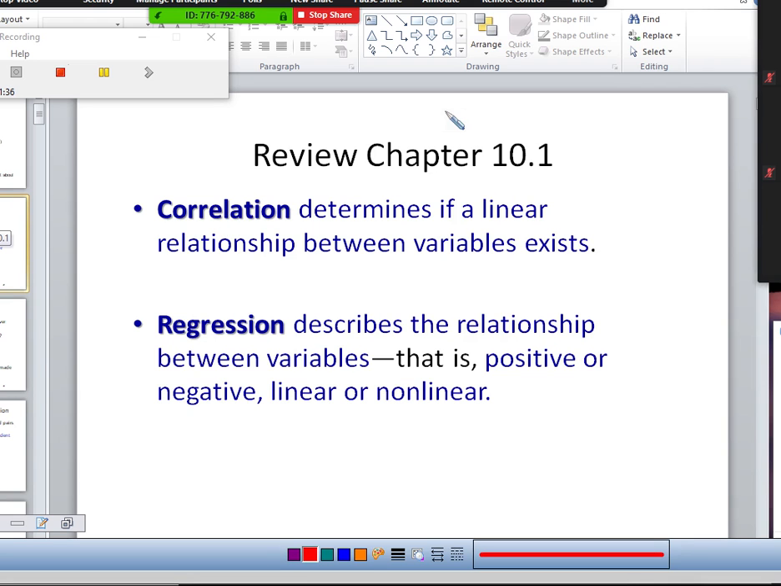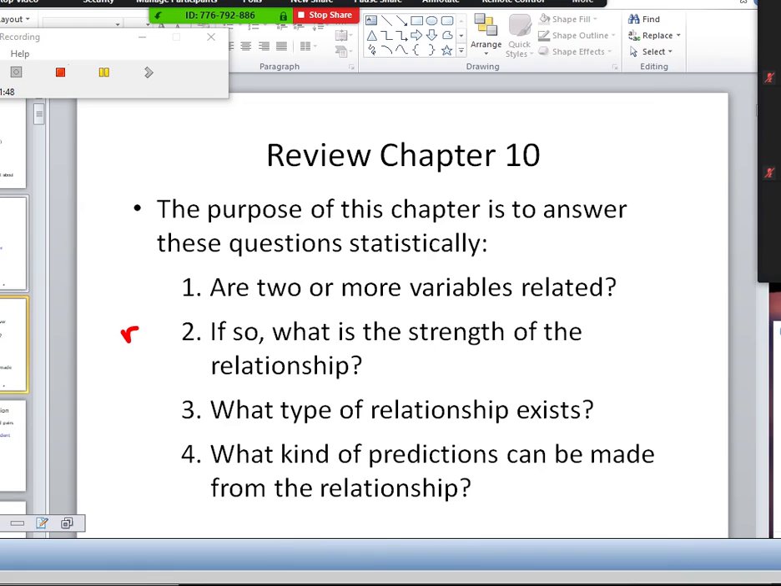All right, so quick reminder, correlation determines if there is a relationship between two variables, and regression is whether it's a positive or negative relationship or whether it's linear or nonlinear. And this is kind of what we're doing in this chapter. We are looking at these 4 questions. Are 2 or more variables related? If so, how strongly are they related?